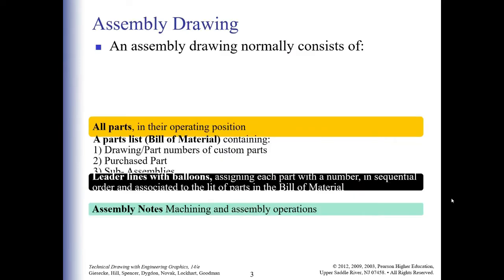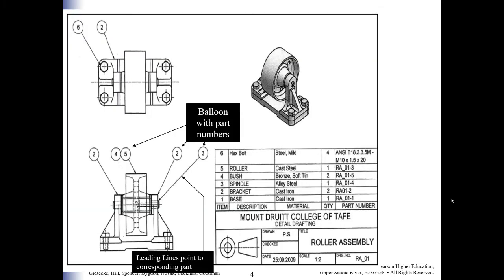Assembly drawing normally consists of all parts in their operating position, and a part list, which is known as the bill of material, that contains three parts. The first one is the drawing and the part number. The second one is the purchase part, and the third one is the sub-assembly part. The other important thing in assembly drawing is the leader line with balloons, which is assigned to each part with a number inside a circle in a sequential order associated with the list of parts in the bill of material. This is an example of assembly drawing with detailed information.